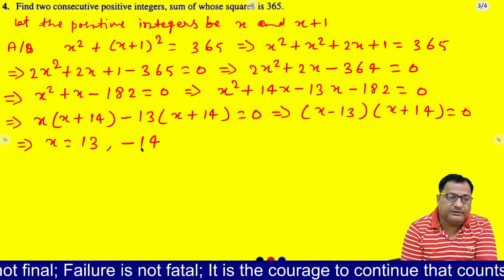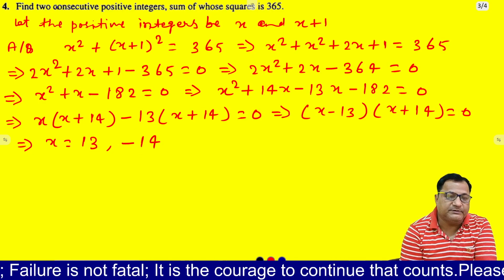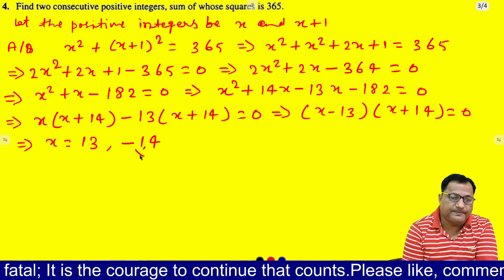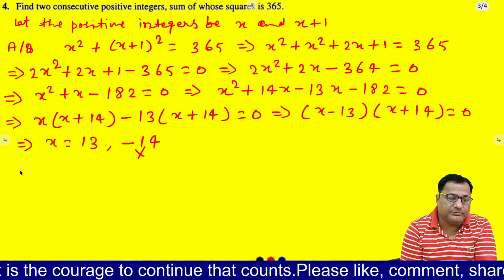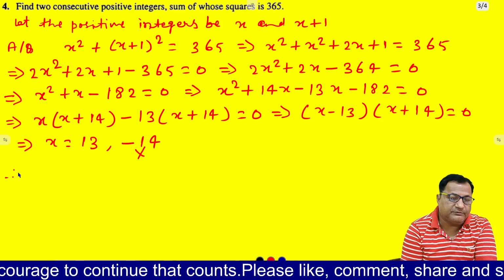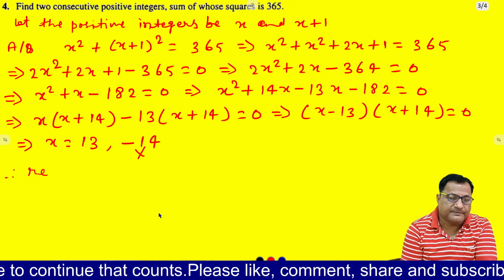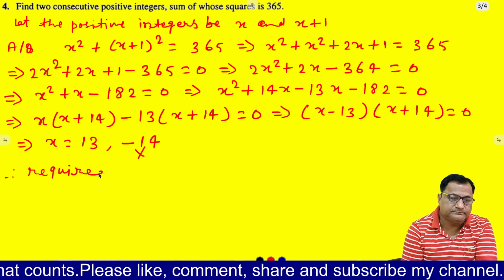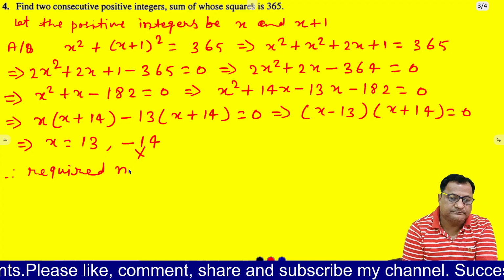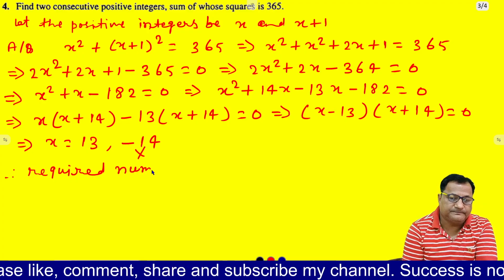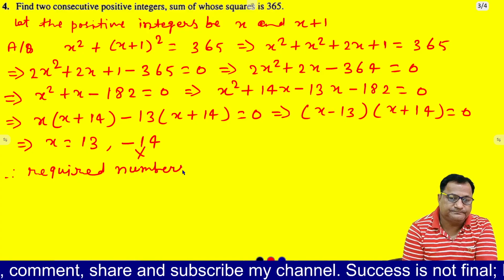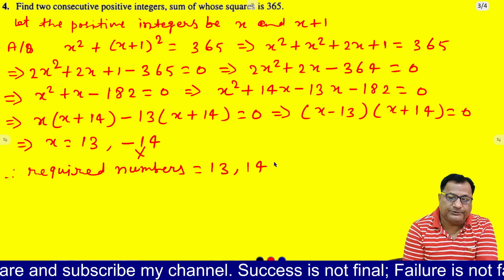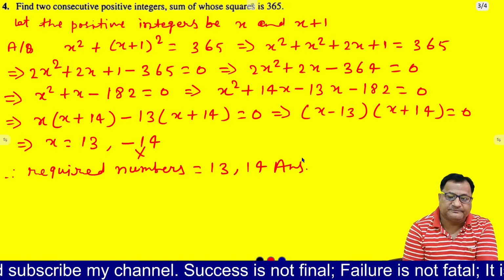So minus 14 will be cut, because the question says two positive integers. Therefore the required numbers are 13 and 14. This is the answer.